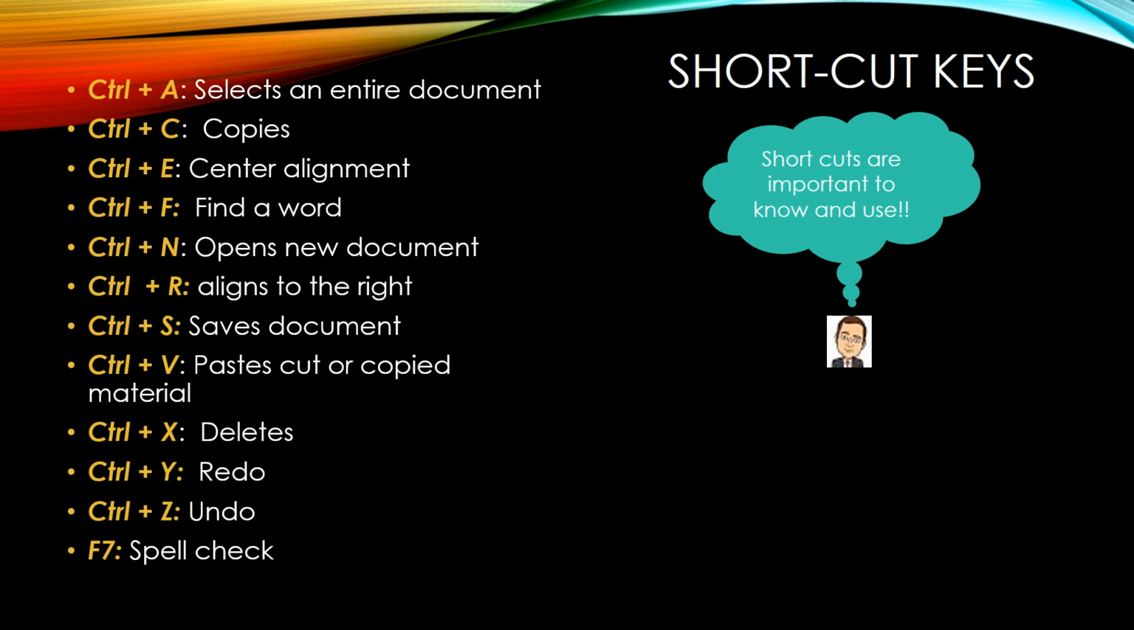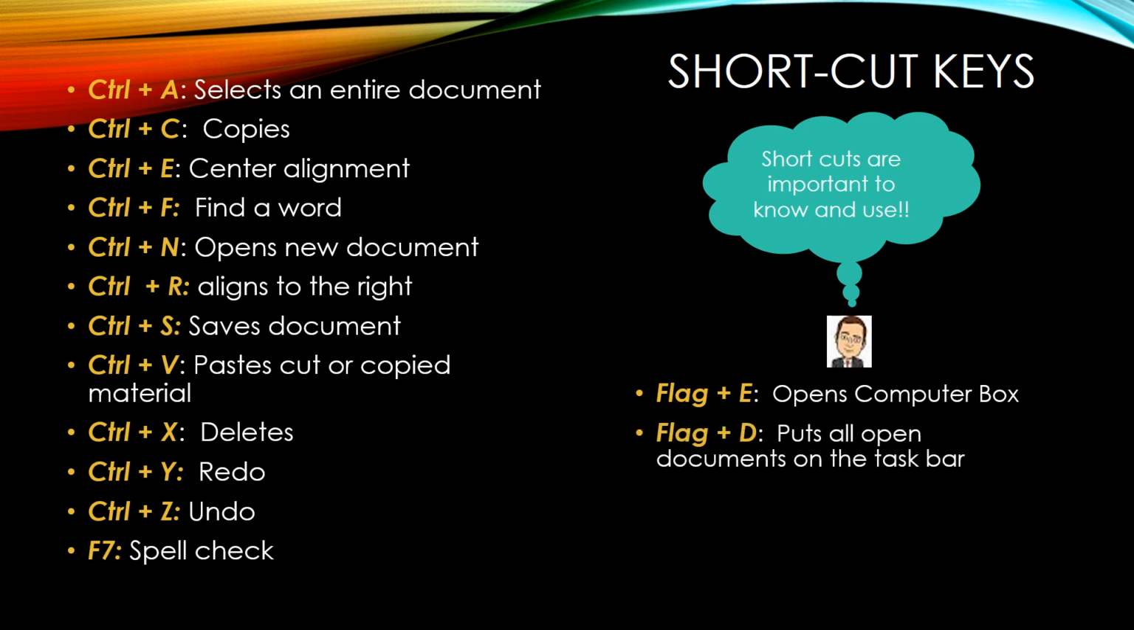Control Y redoes, Control Z undoes, F7 does a spell check, Flag E opens the computer dialog box, Flag D puts all open documents on the taskbar, Alt plus Tab allows you to go through all open documents.